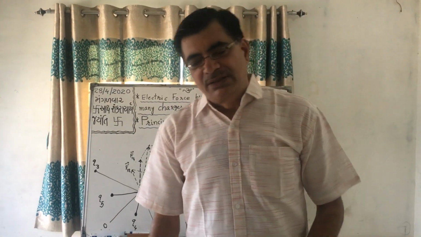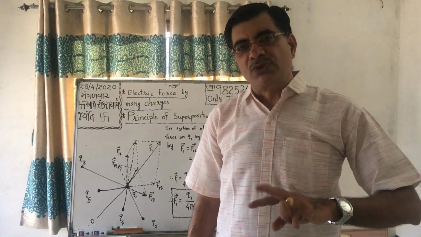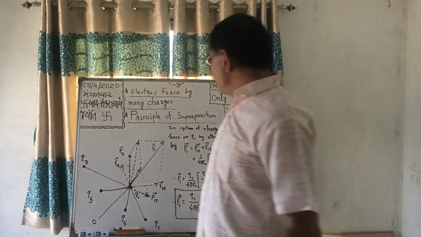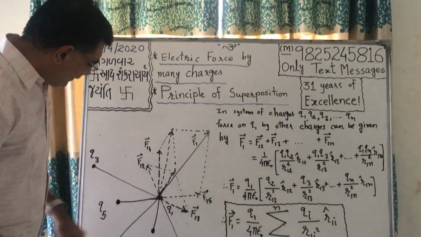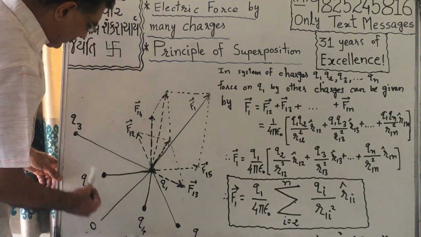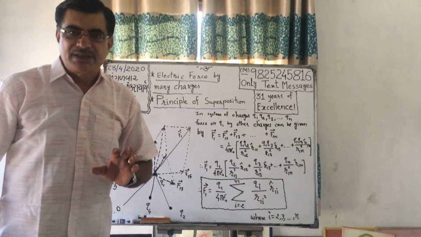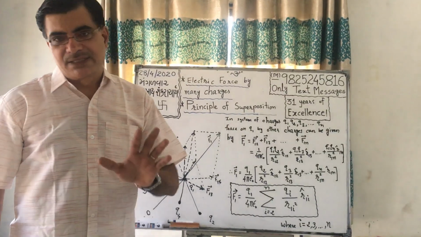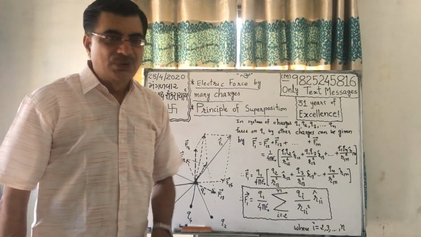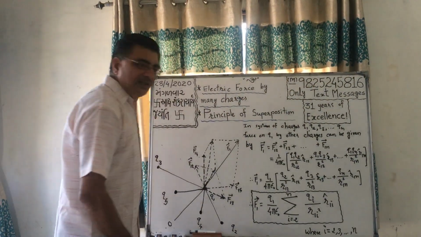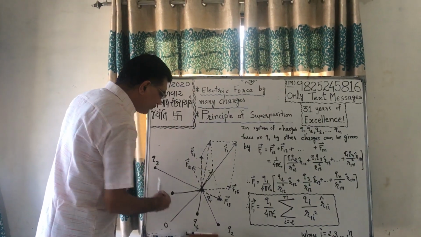Yesterday we took the example of only two charges offering force on a single charge. Now today we are considering a total of 5 charges: Q1, Q2, Q3, Q4 and Q5. We are considering a system of 5 point-like charges, and we have to find the resultant force on Q1 by the other remaining charges, that is the force by Q2, Q3, Q4 and Q5.